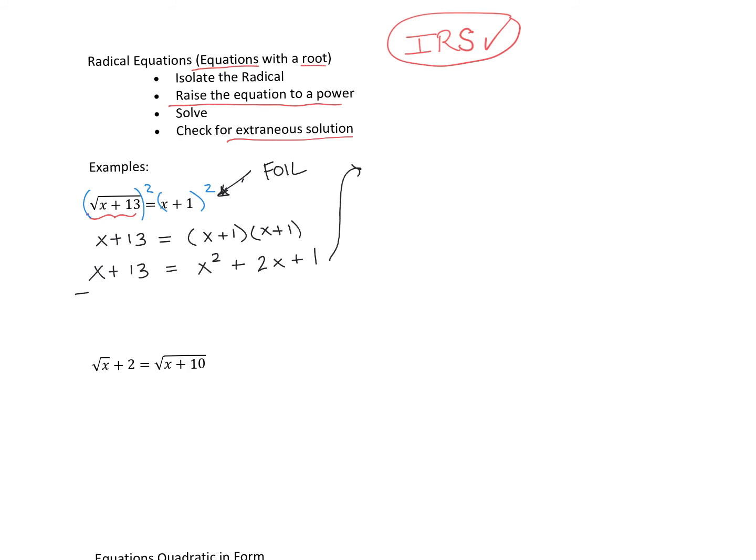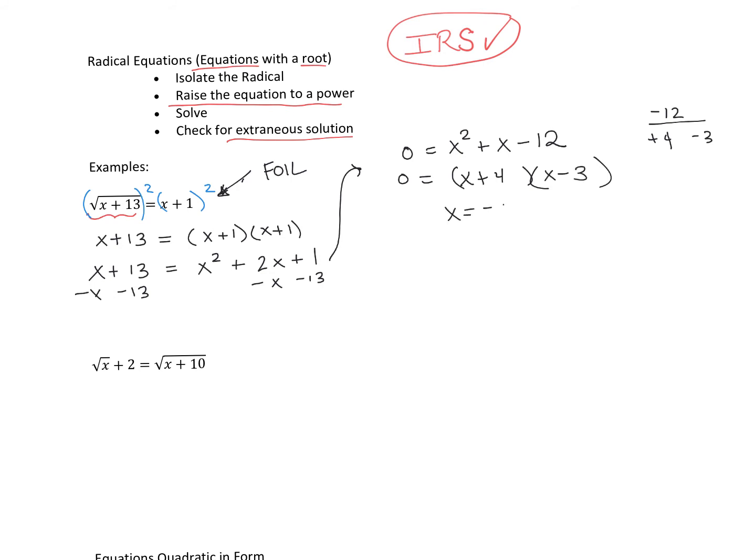And then I'm going to subtract x and 13 from each side. And I will get x squared plus x minus 12 equals 0. So in this particular case, this does factor. Two things that multiply to negative 12 and add to 1 would be positive 4 and negative 3. So we have x plus 4 and x minus 3. And using the zero product property, we get negative 4 and positive 3.